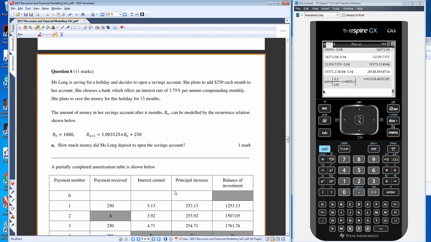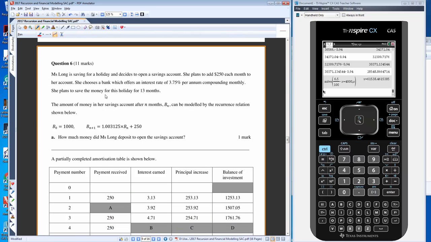Alright, so question 6 and the dreaded amortization table. Okay. So Ms. Long's saving for a holiday and decides to open a savings account. She plans to add $250 a month to her account. She chooses a bank that has an interest rate of 3.75 per annum, compounding monthly, and she's going to save for 13 months. Alright, so this is the recurrence relation.